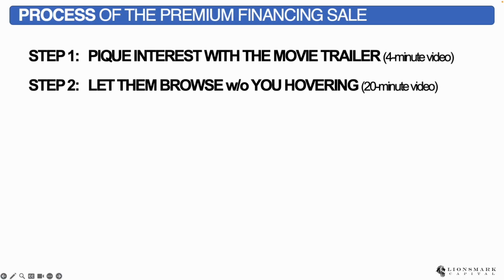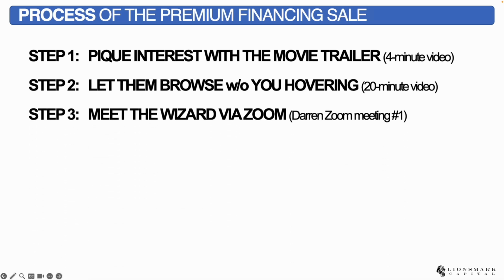Okay? So after they've watched the 4-minute video and then the 20-minute video, step 3 is they're going to come to meet the wizard. The wizard is me. Okay? So we're going to do Darren's Zoom meeting number 1. This is what I would call the meet and greet meeting. There's a psychology behind this process.